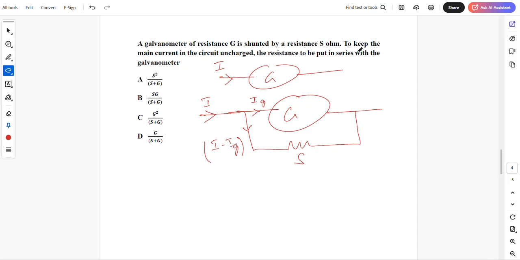To keep the main current in the circuit unchanged, the resistance to be put in series with the galvanometer. This main current should not get changed. What resistance must be put in series with the galvanometer? Now what you have to do? This should not get changed. Therefore G should be equal to how much of R?